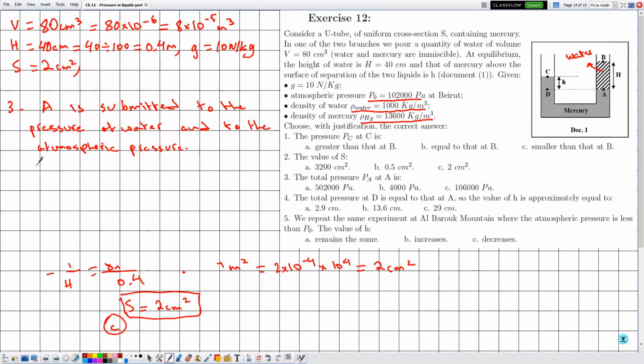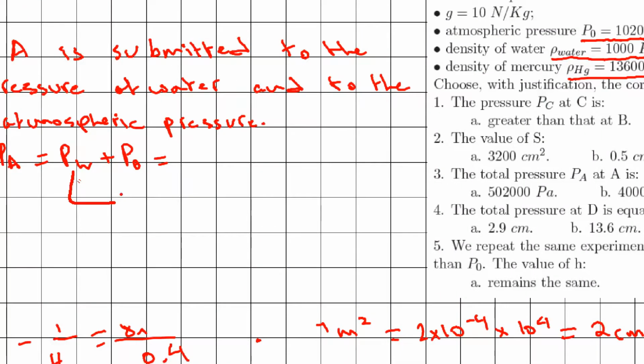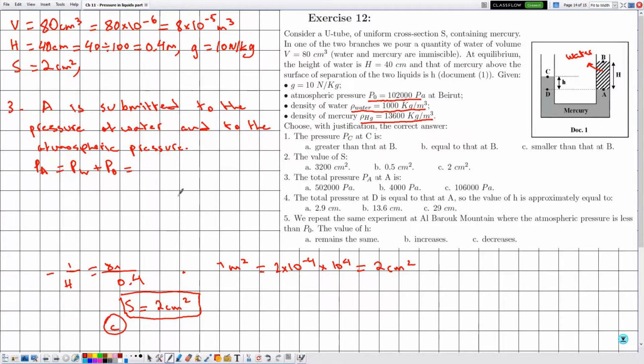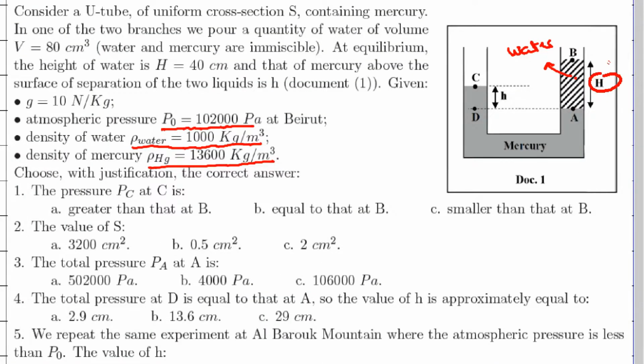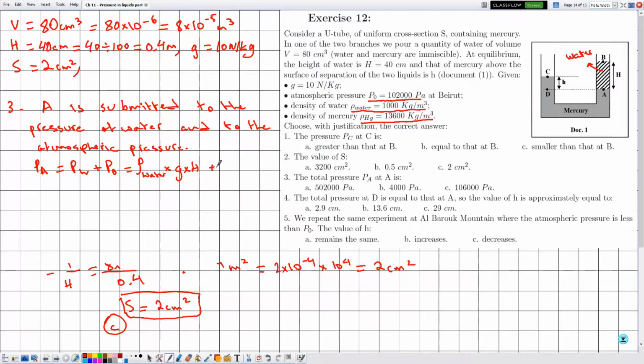So the total pressure at the point A is equal to the pressure due to water, let's denote this pressure by PW, plus the atmospheric pressure, which is denoted by P0. Since PW is the pressure due to liquid, it's the density of the liquid times G times H. This liquid is water, so the density is denoted by rho water, multiplied by G, multiplied by the depth at which we are calculating the pressure, which is denoted by H, plus P0.